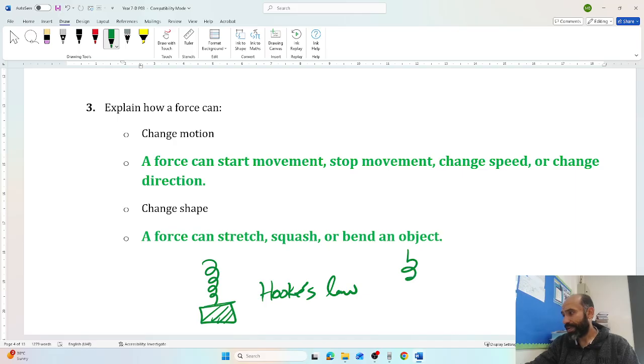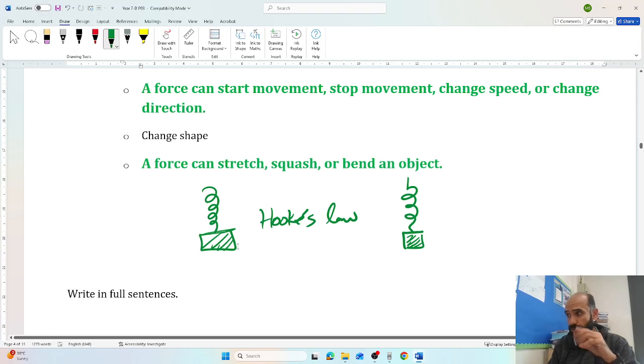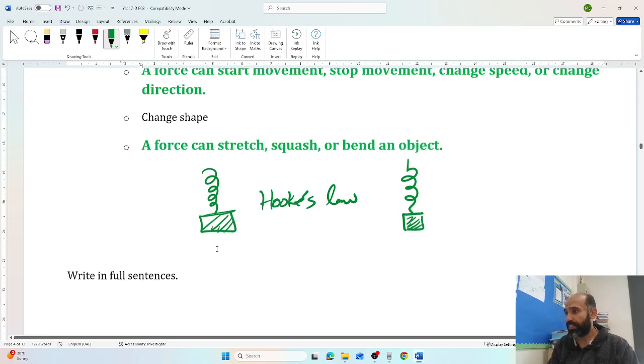We will have a spring and we will add some masses to it, so there will be an extension in the length of this spring. So we have changed the shape of this spring.